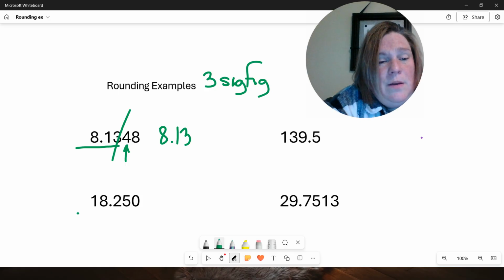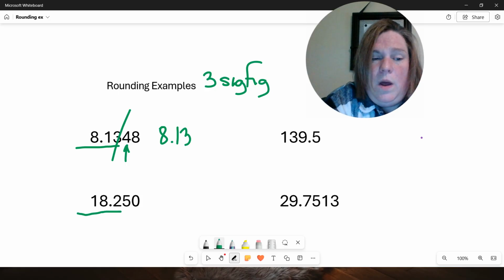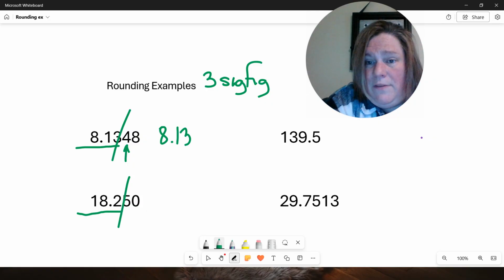Let's look at the second number below it here. We're going to keep 1.82. That means we're going to drop the 5 and the 0.